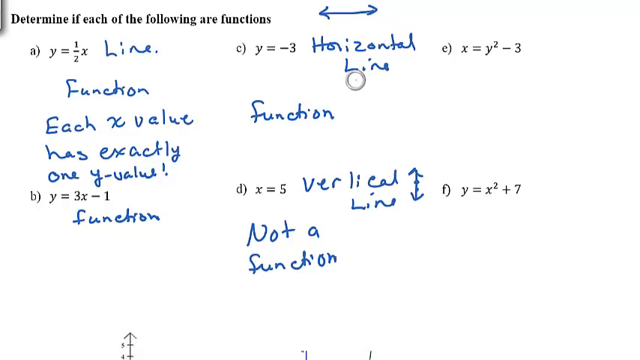So horizontal lines are functions. All of the lines are functions except for the vertical lines. They are not functions.